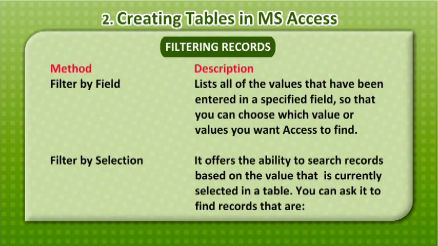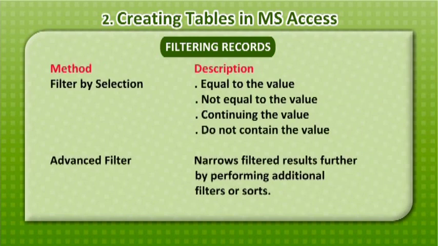Method description. Filter by field. List all of the values that have been entered in a specific field so that you can choose which value or values you want Access to find. Filter by selection. It offers the ability to search records based on the value that is currently selected in a table. You can ask it to find records that are equal to the value, not equal to the value, containing the value, do not contain the value. Advanced filter. Narrows filtered results further by performing additional filters or sorts.